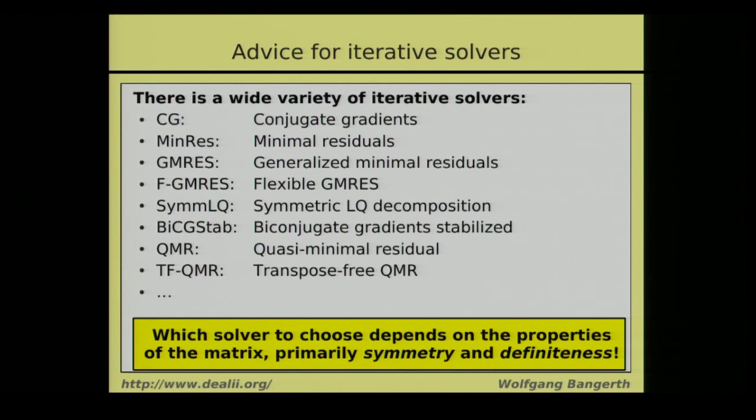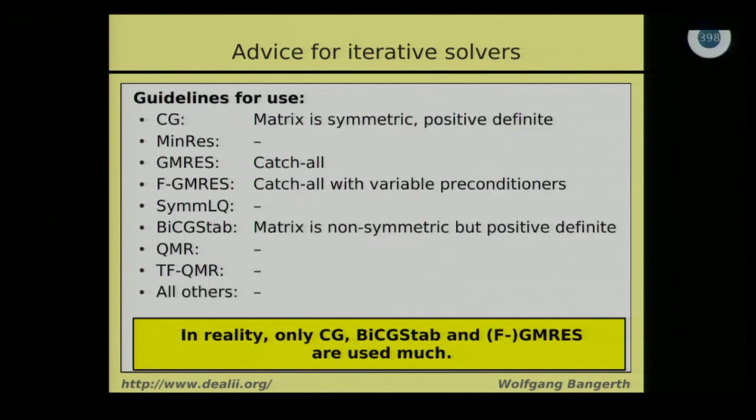And let me give you the rundown which to use when. So if the matrix is symmetric and positive definite, then you should use CG. Conjugate gradient requires the matrix to be symmetric and positive definite, and if the matrix is in fact symmetric and positive definite, then CG is by far the most efficient method.